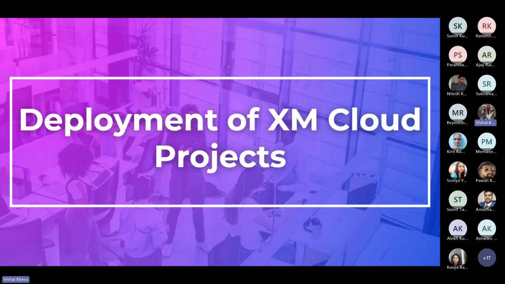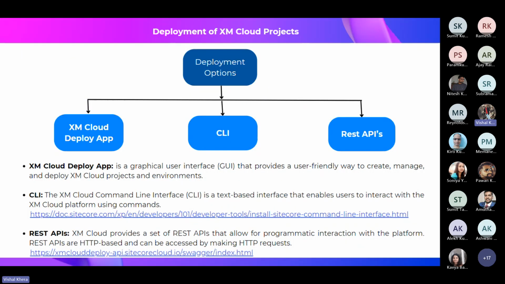Then next, we have the deployment of XM Cloud projects. We have three options to do the deployment: first is the XM Cloud Deploy app, then the CLI, then REST APIs. The XM Cloud Deploy app is a graphical user interface which requires very little effort. We can simply configure and do the deployments in an easy way. It is one of the major focus areas in the exam as well, because this is something new which has been launched.